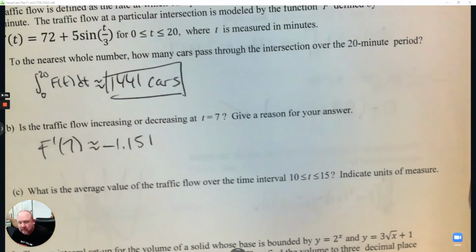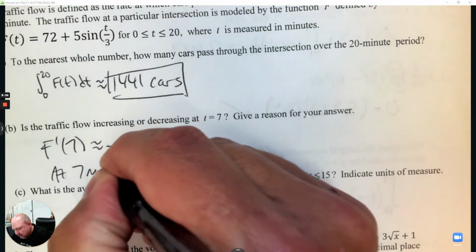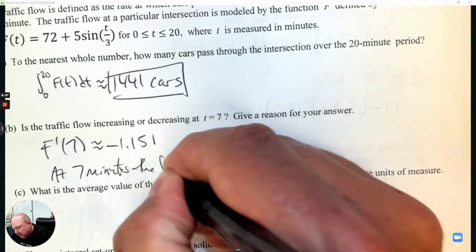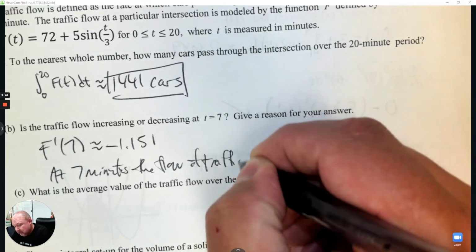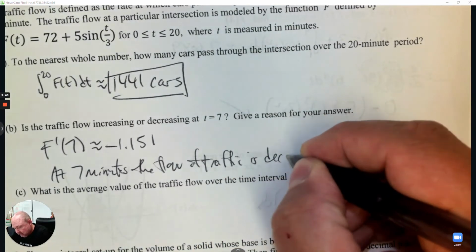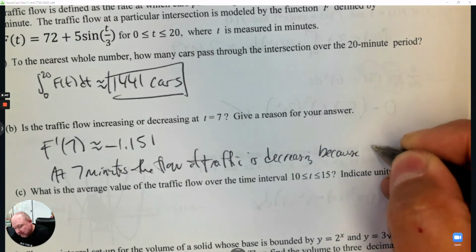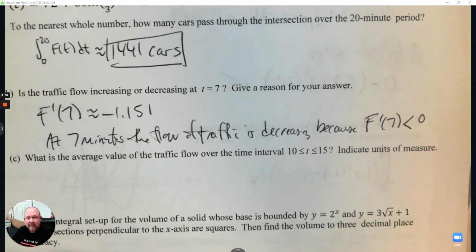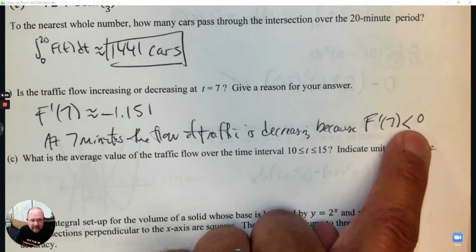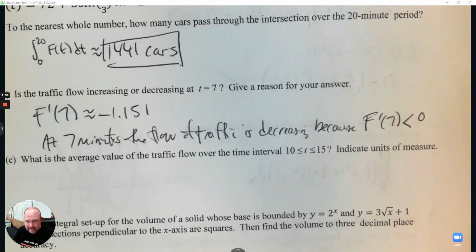So what's the reason for your answer? So at 7 minutes, the flow of traffic is decreasing because, and you can be this simple, the derivative at 7 is less than 0. So because that derivative is less than 0, that means the rate is decreasing at that moment.